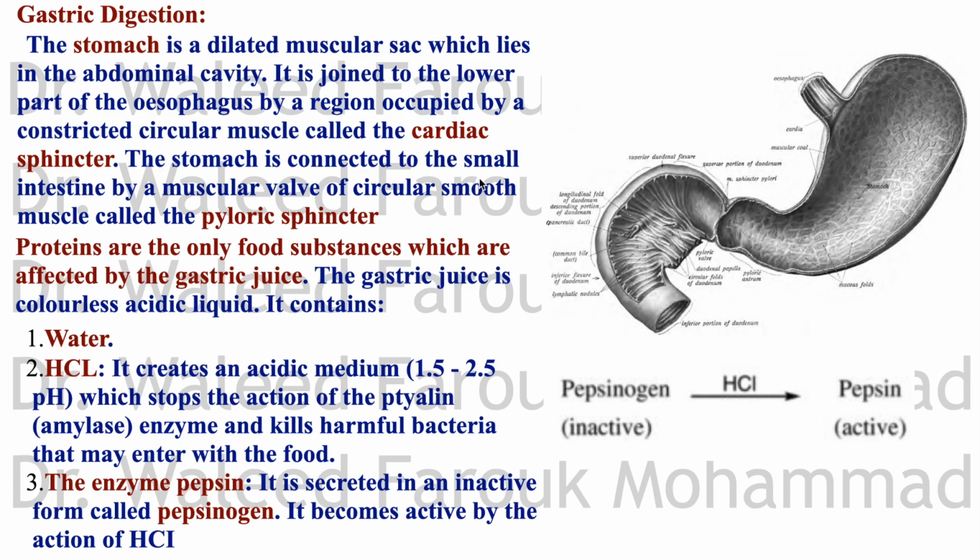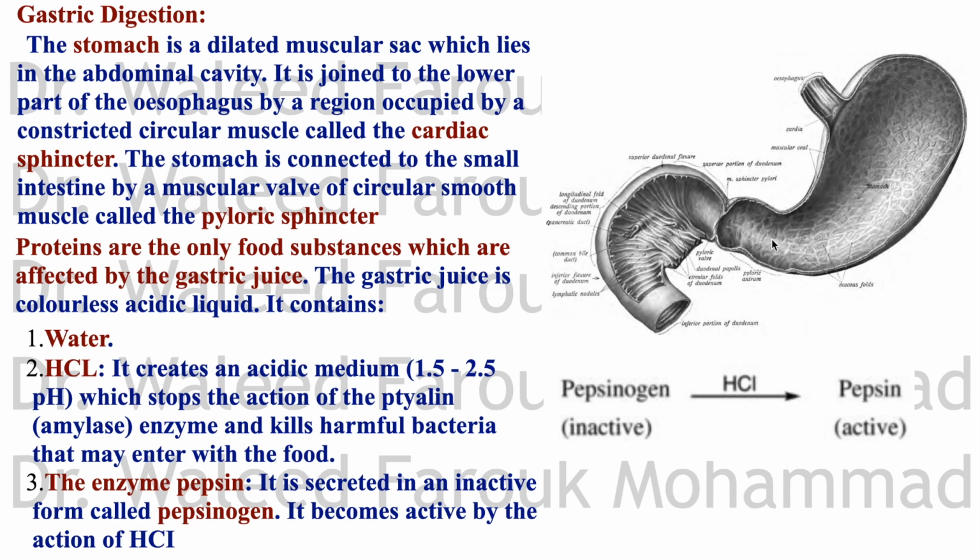Okay, gastric digestion. The stomach is a dilated muscular sac which lies in the abdominal cavity. It's joined to the lower part of the esophagus by a region called the cardia of the stomach. It's a sphincter that regulates passage of food to the stomach.